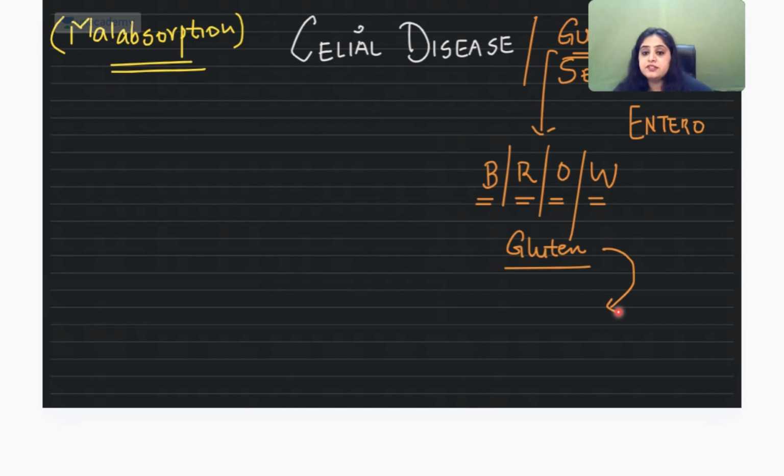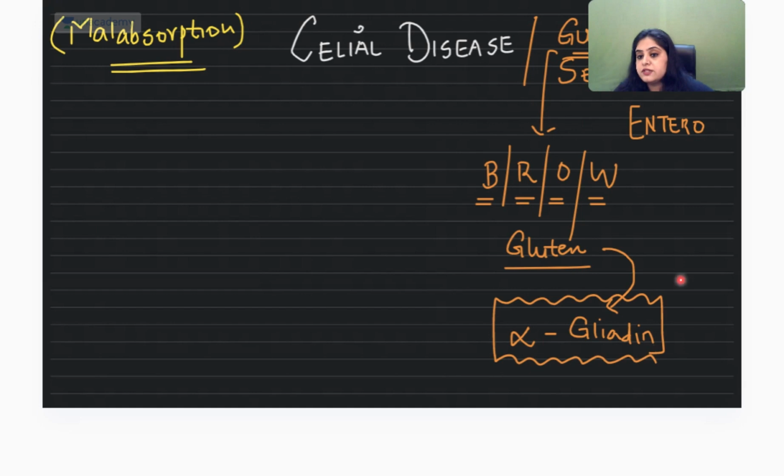So when I say gluten, gluten has something known as gliadin, alpha gliadin. This alpha gliadin is the main causative. This is the one causing all the problem. Gluten has something called gliadin. This causes all the concern.